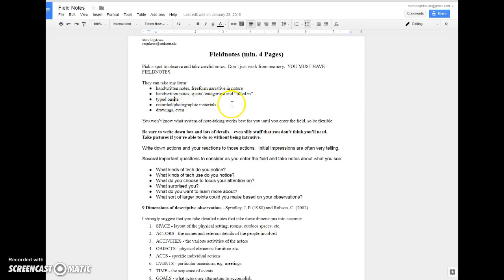Students have had success typing on site. I think typing requires a little more cognitive attention than handwriting does, but maybe that's because I'm 40 years old. Then, of course, recording materials is great, but everything you record, you have to go home and write up and transcribe anyway. So field notes can be just you recording your observation site.